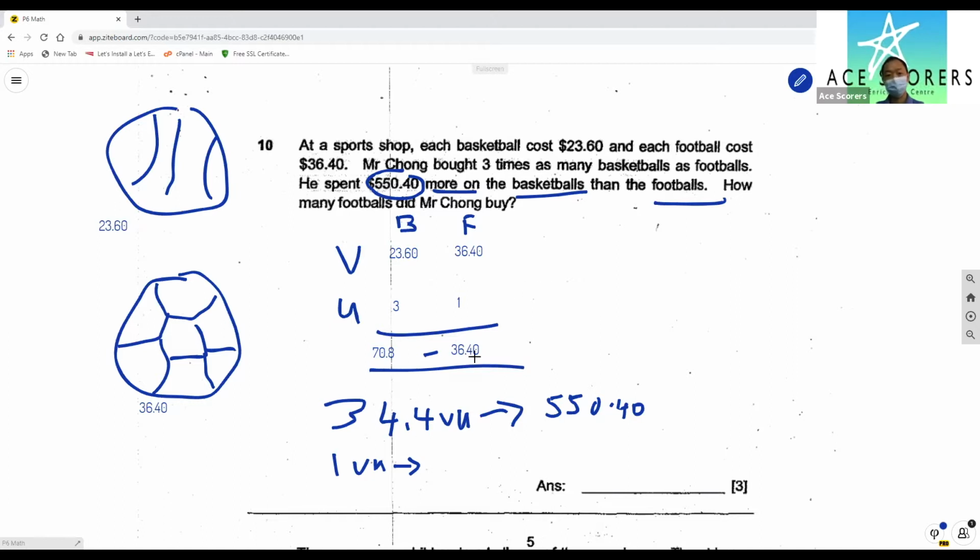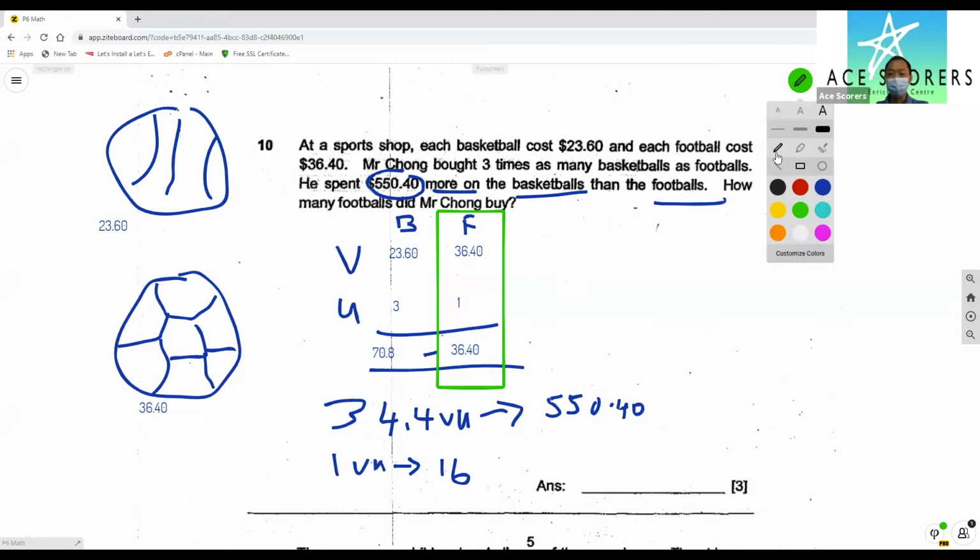16. Okay, 1 VU is 16. So the thing is, how many footballs did Mr. Chong buy? So I have to look at this column. You see, 1 VU is 16, right? So over here I have 36.4 VU.